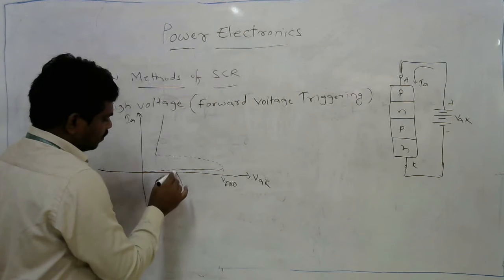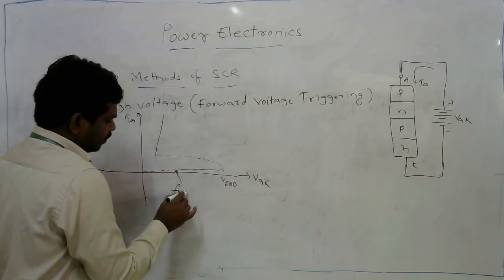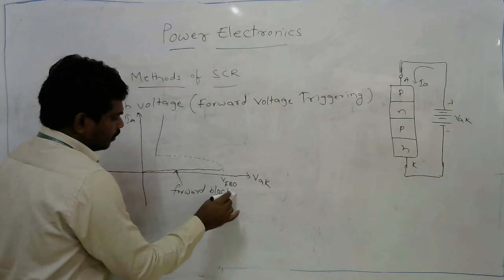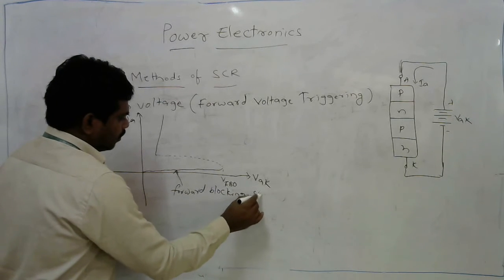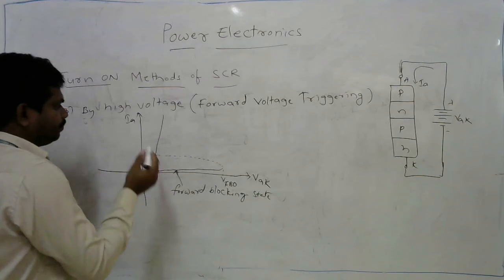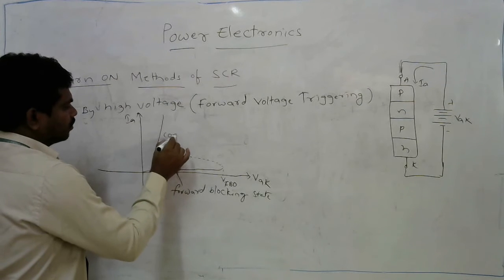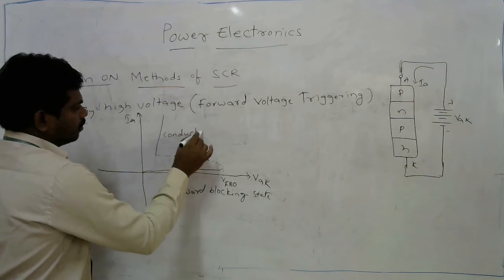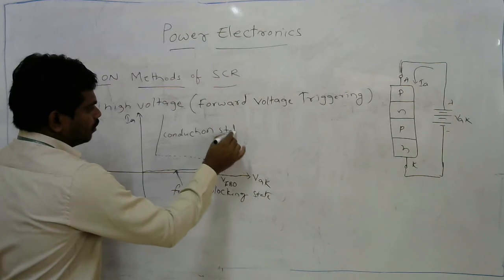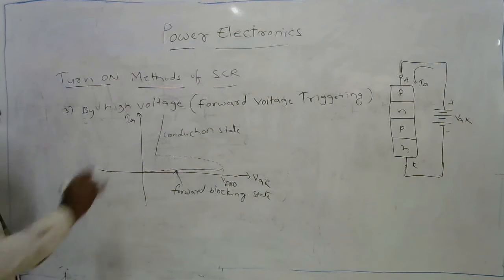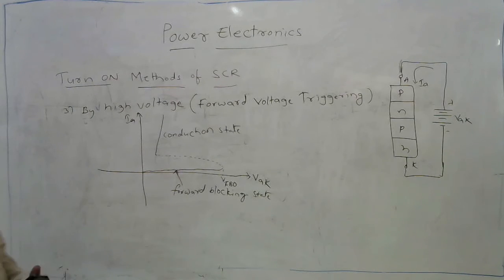This is forward blocking state. And see, this is conduction state, right? Then we don't require the third quadrant characteristics.